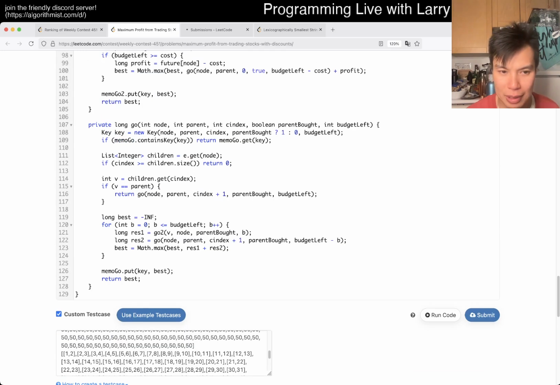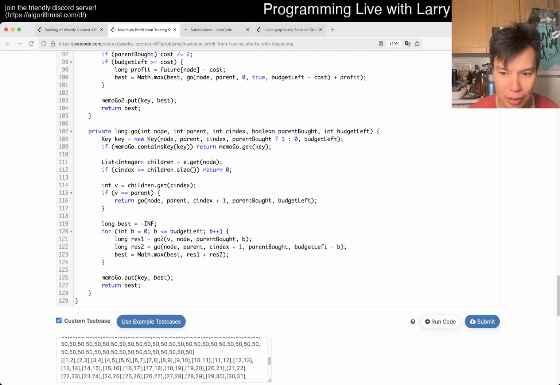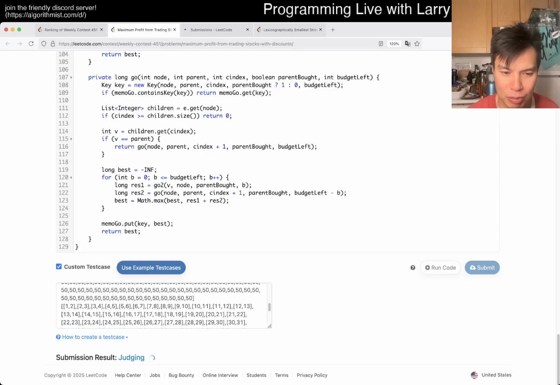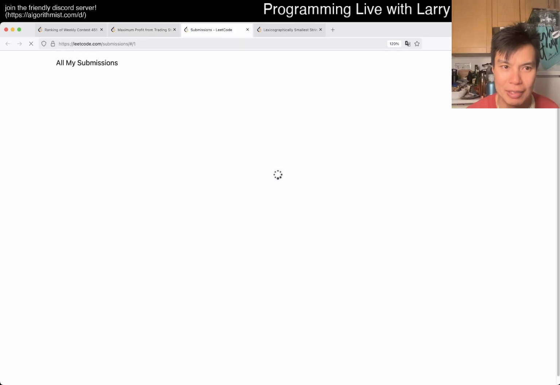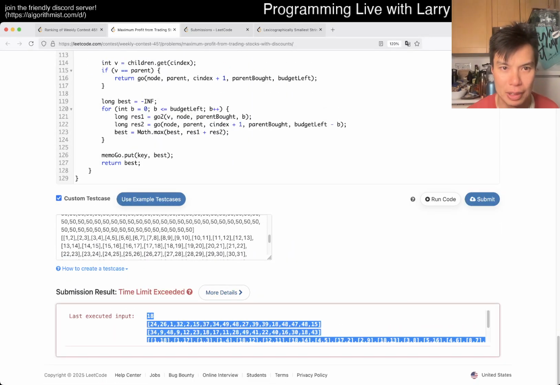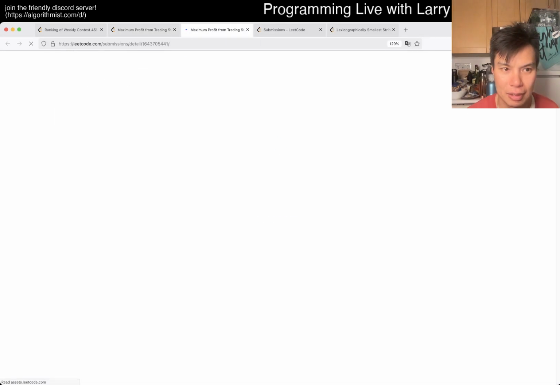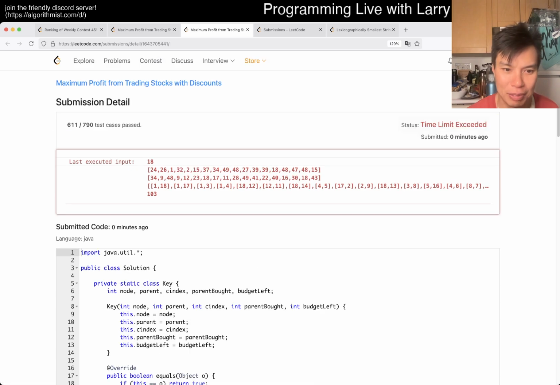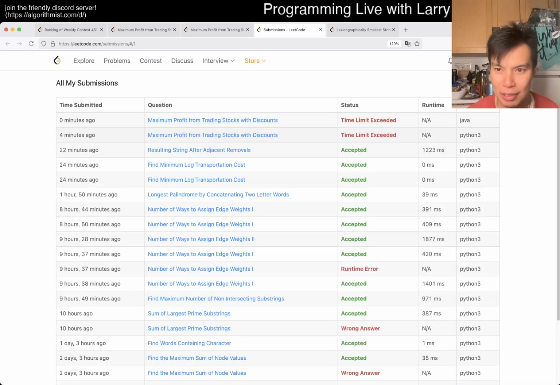Should I YOLO submit? Yeah, let's go. I wouldn't be surprised if it's wrong. If it times out, I'll also be a little bit sad, but I can't even get this page to load, so yeah, it's gonna time out. Oh, there's some more details. Okay, but I don't know the more details for the other one because it doesn't even load anymore.